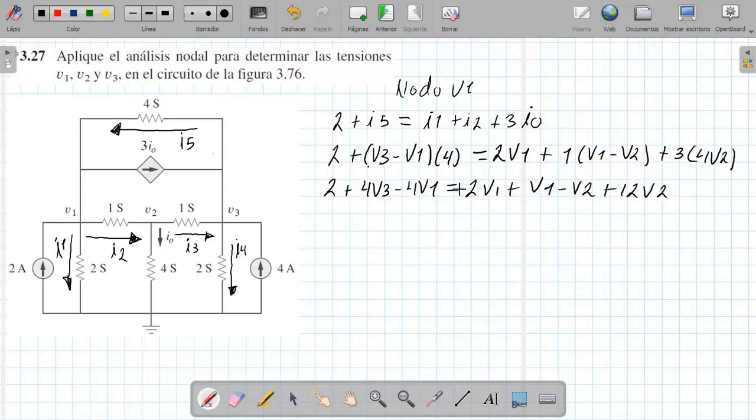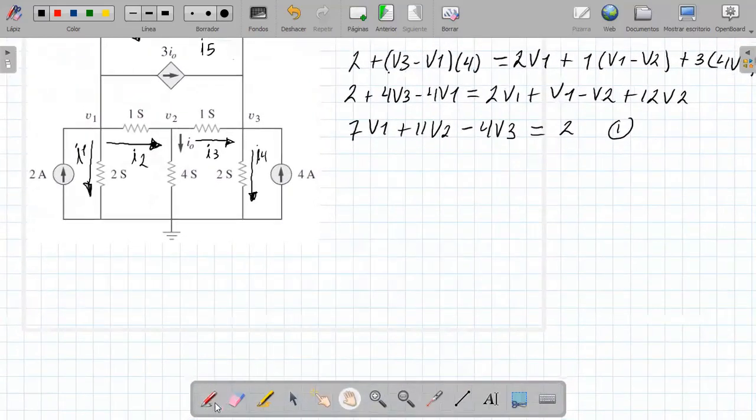Okay, it applied to, right? I take everything that has a variable on one side, like minus 4 V3, it's going to be equal to 2. It's going to be equation number 1. I'm going to place it here to do more steps, and it would be 7V1, 6V2 minus 4V3, it's equal to 2.